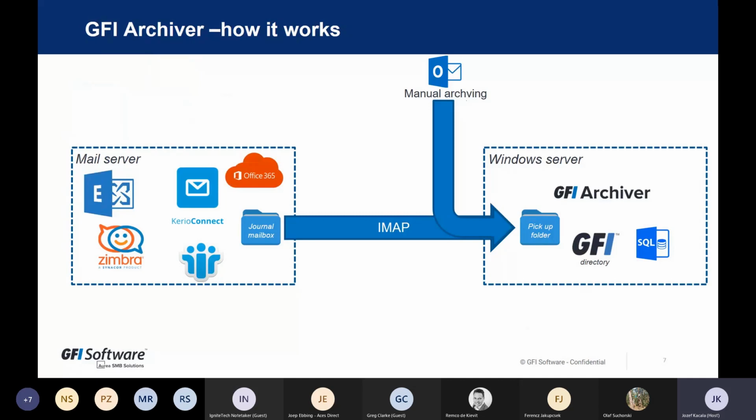So to sum this up again, the GFI Archiver uses IMAP and journal mailbox to gain access to the mail server and to perform automatic archiving. The manual archiving is always happening with use of the plugin in Outlook.